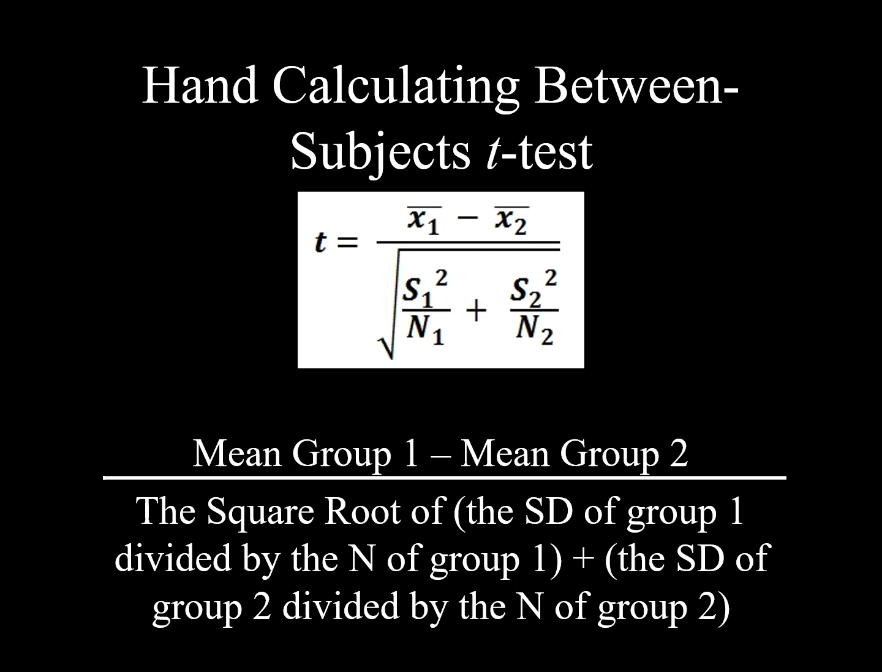So the final thing that we want to do is talk about hand calculating the between subjects t-test. And I often joke that this is a good skill to have if there's ever a situation where you don't have access to computers or calculators, some kind of apocalyptic event where you're still wanting to do statistics. However, it is important to remember two things.